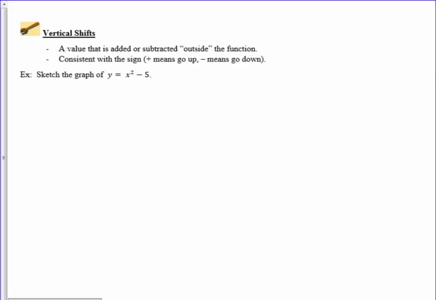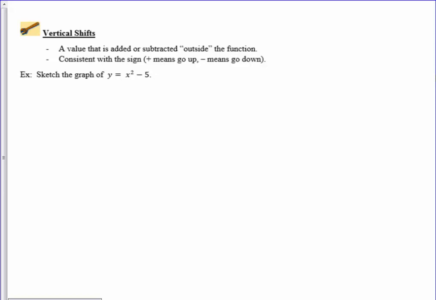Here we will talk about vertical shifts. A value that is either added or subtracted on the outside of the function will indicate that we have a vertical shift. It is also consistent with the sign. In other words, if you see a plus, that means go up. If you see a minus, that means go down.